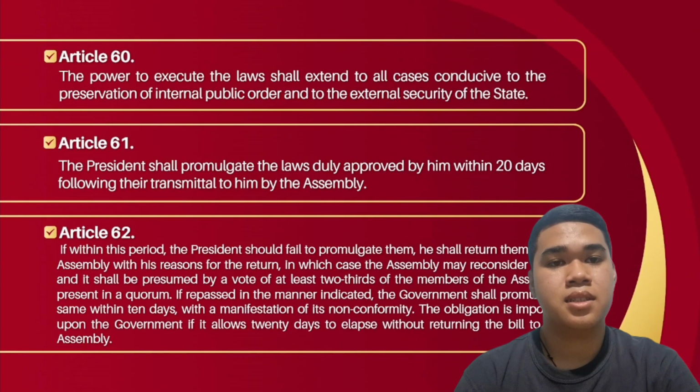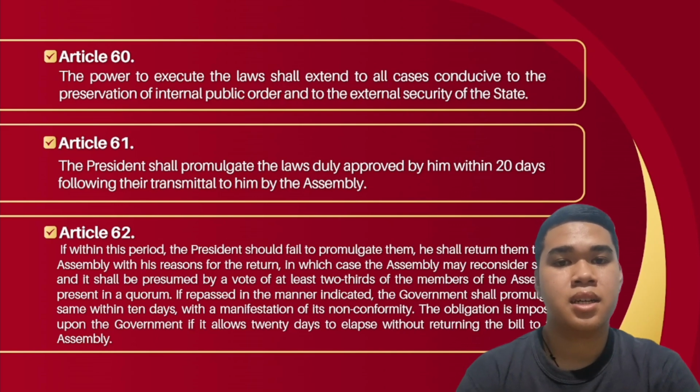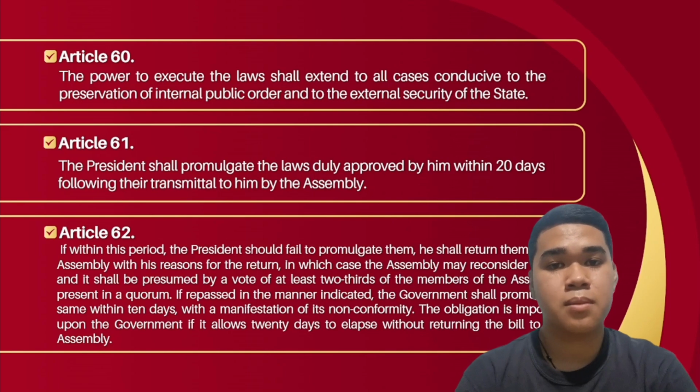The next article is Article 60. It assigns the executive branch the duty of enforcing law in a way that protects national security and internal peace. This involves action needed to uphold domestic stability, prevent disturbance, and manage public safety. The authority to execute law covers situations that are essential for maintaining internal public order and ensuring the external security of the state. Also to protect the state from external threats or aggression.